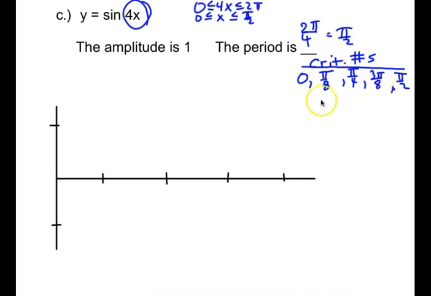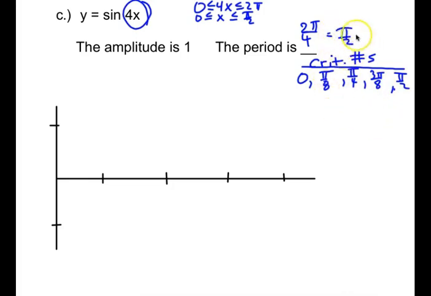Now I can take 0 and add pi over 2 and divide by 2 or multiply by 1/2, I get pi over 4. And I can take 0 and add pi over 4, I get pi over 4 multiplied by 1/2 or divide by 2, I get pi over 8, and then find the same midpoint here, adding these two values together and multiplying by 1/2. That gives me my 5 critical values.